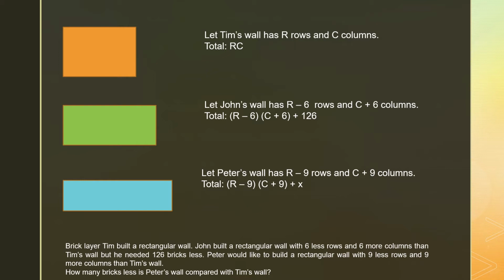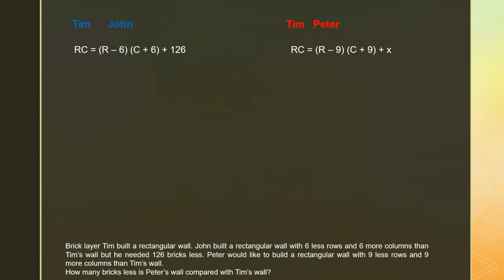Similarly, in Peter's wall, there are R minus 9 rows and C plus 9 columns. Then the total number of bricks would be the bracket of R minus 9 times the bracket of C plus 9. Peter's wall has X less bricks than Tim's wall, so Peter's bricks plus X more would be the same as Tim's wall. Now we can form 2 equations. The first one is between Tim and John. The next one is between Tim and Peter.